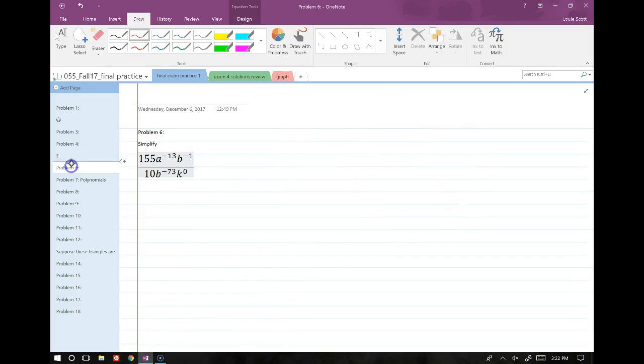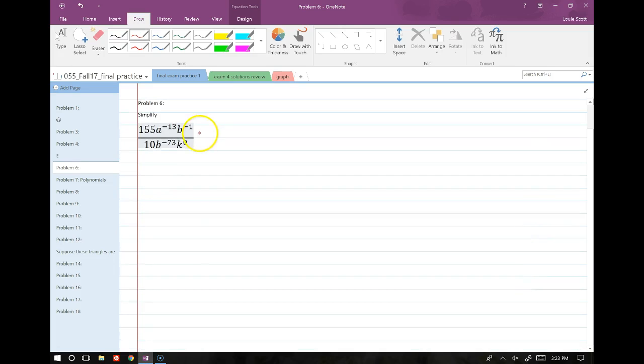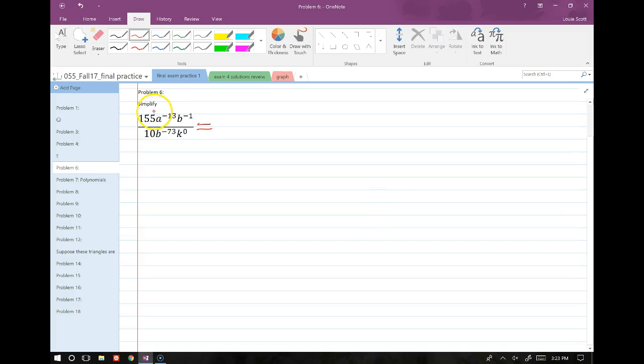All right, let's move on to problem number 6. So this one was a simplification problem where we basically just simplify the fractions until we get something. So I'm going to consider it separately, and I'm going to do the constant terms first. 155 over 10. I think if I divide top and bottom by 5, I can simplify that. So 155 divided by 5 is 31, and 10 divided by 5 is 2. So that's the first part of our fraction.